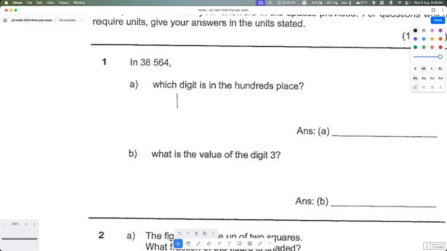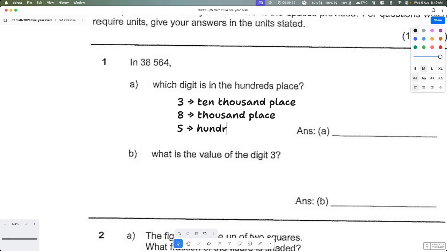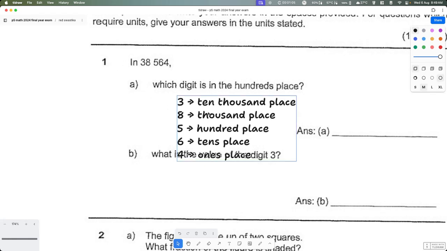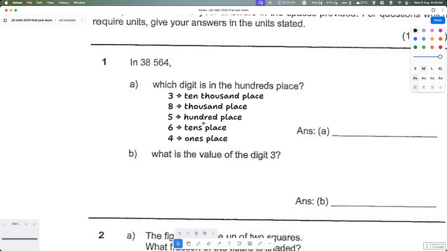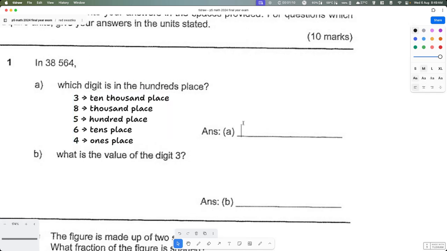So we know 3 is in the ten thousands place. What about 8? It's the thousands place. And then what about 5? 5 is in the hundreds place. Then 6 will be tens place, and 4 will be ones place. So therefore the answer over here, hundreds place is number 5.